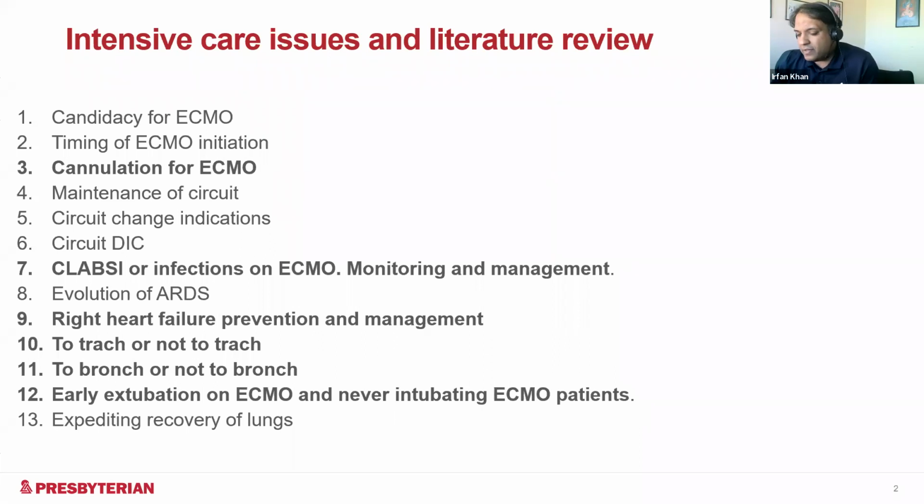The timing of ECMO initiation, obviously any patient who is needing ECMO, you have to determine what is the right time to initiate it. You have to obviously exhaust all your other techniques that you offer to these patients to manage their ARDS. And then if that doesn't help, obviously ECMO is something that you can offer.